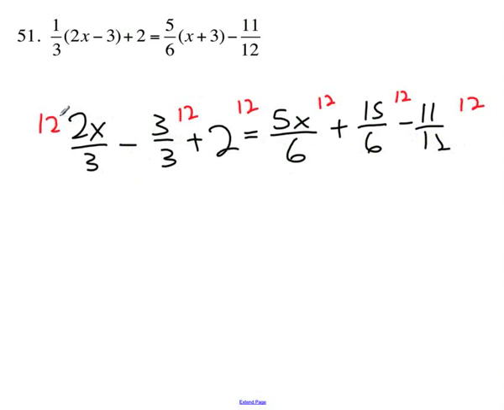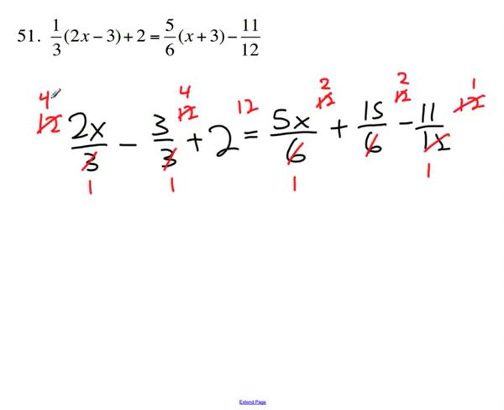So this will end up becoming a 4. These are both divisible by 3. So this is 4. This becomes 1. This will not reduce because there's nothing on the bottom. This will end up becoming 2. This one becomes 2 as well. And then this just goes away.